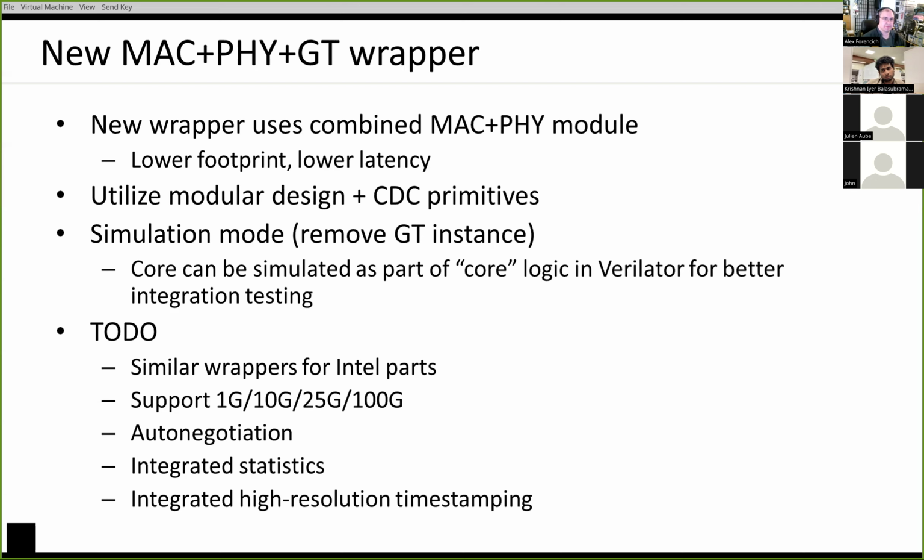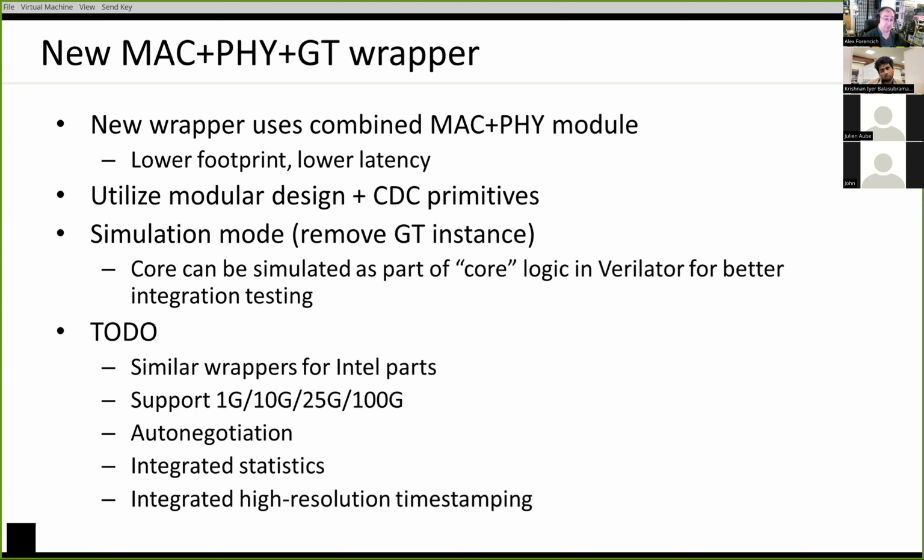The idea is that this is going to be built with more modular design practices and CDC primitives to make it easier to deal with. So far, I have a relatively basic version of this running that's more or less just the wrapper that was used previously in the example designs. What I need to do is port over some of the higher level stuff that I have in the wrapper in Corundum. I also need to make similar wrappers for Intel parts and support.